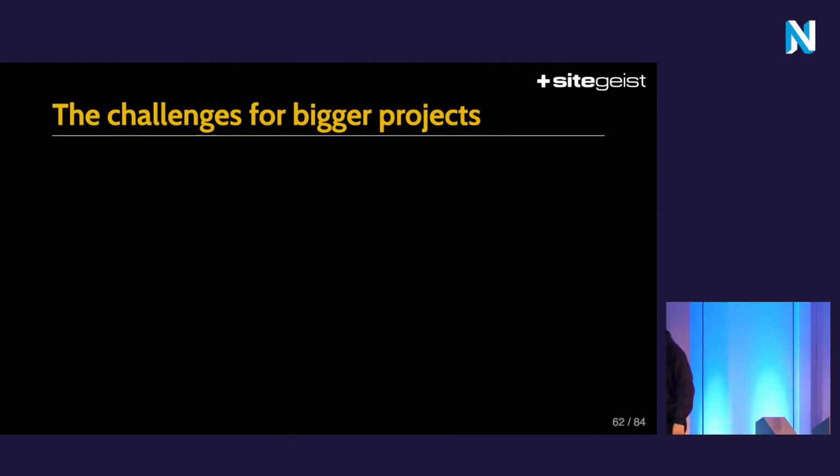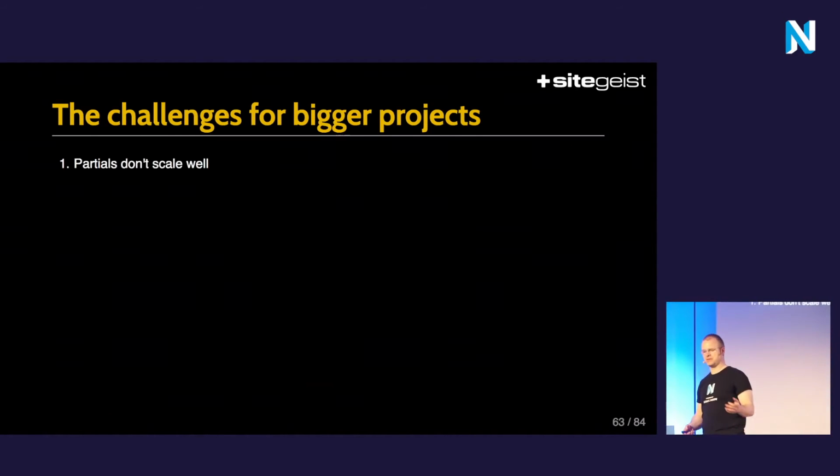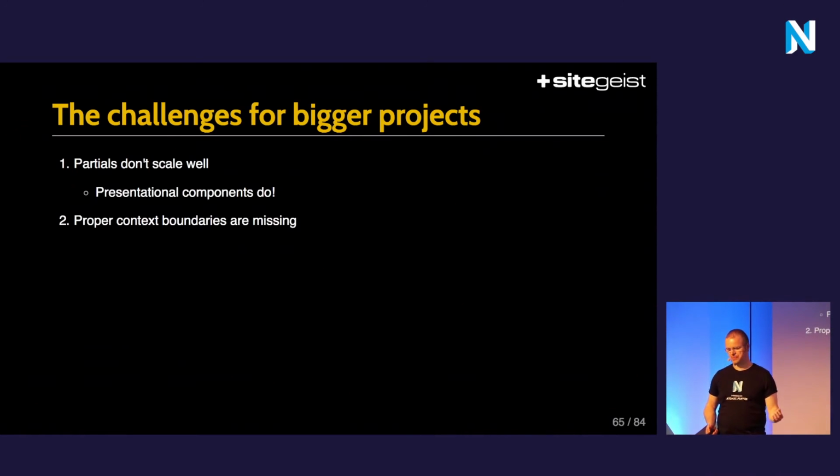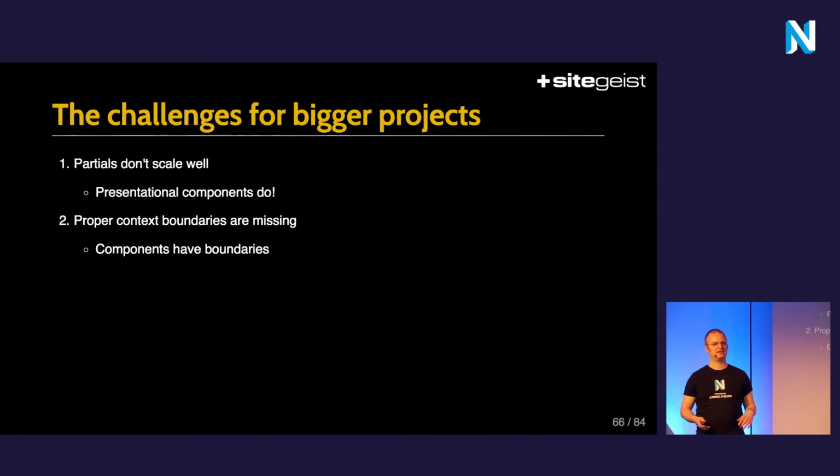So let's conclude. What were the challenges we identified in the beginning? Partials don't scale, but presentational components do. They do one thing and they do it well. Context boundaries between presentation and data acquisition are missing, but we can implement them in Atomic Fusion by separating presentational components from mapping.